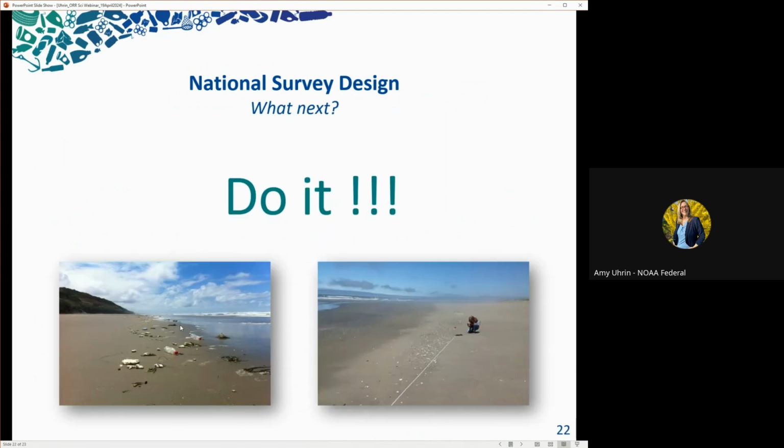And this is my last slide. So what are the next steps? Well, the next steps are hopefully to just do it. So we are waiting for a contract solicitation to hit the street any day now through ProTech. And this awardee will take the lead with our guidance on implementing the spatially balanced design that I just discussed. We're hoping to have the contract in place by the end of this summer.